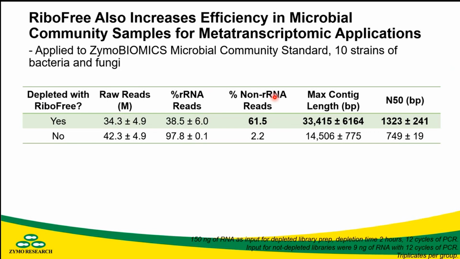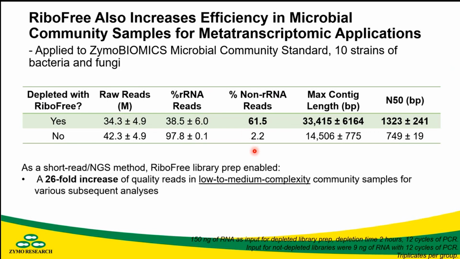And this means we significantly enriched quality reads or informative reads from single-digit percentage all the way to over 60%. This is a 26-fold increase. With all of this increase in quality reads in low to medium complexity samples, such as our community standards, researchers will have more information for higher quality subsequent analyses.